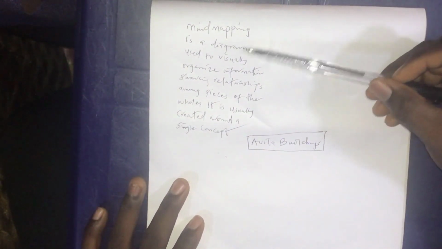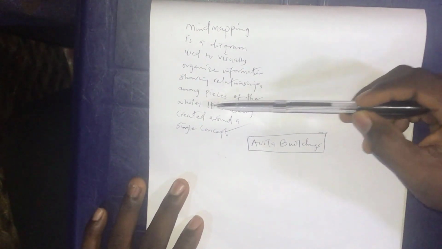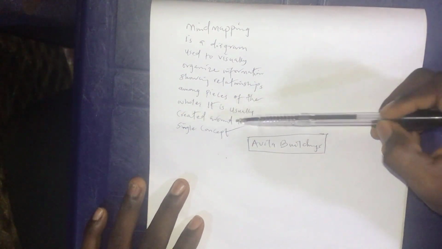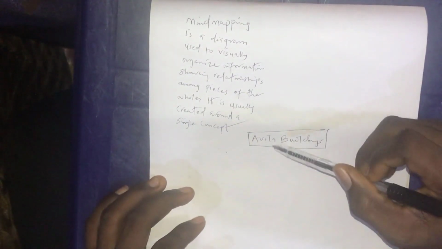First of all, according to Google, mind mapping is a diagram used to visually organize information, showing relationships among pieces of the whole. They're usually created around a single concept. The concept that we are trying to create this mind mapping around is this Avila Buildings brand.